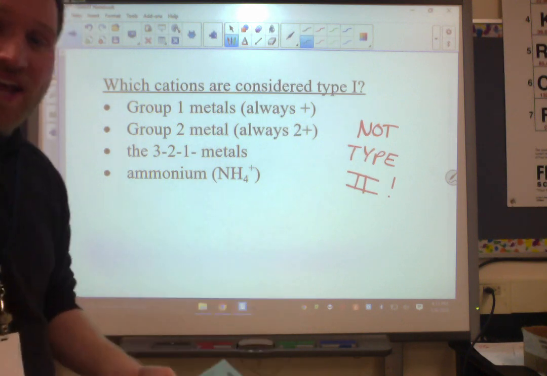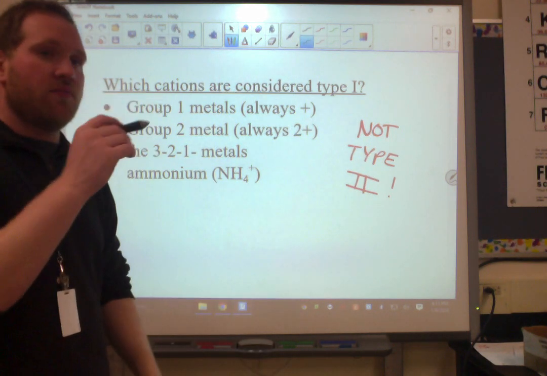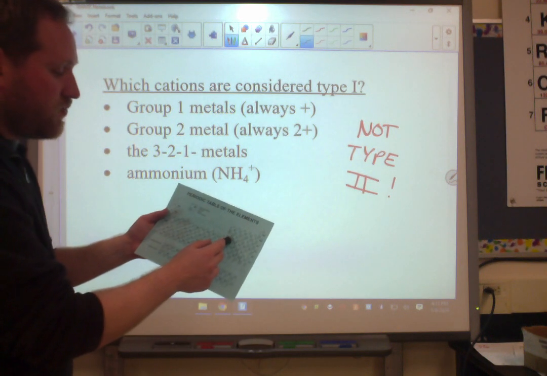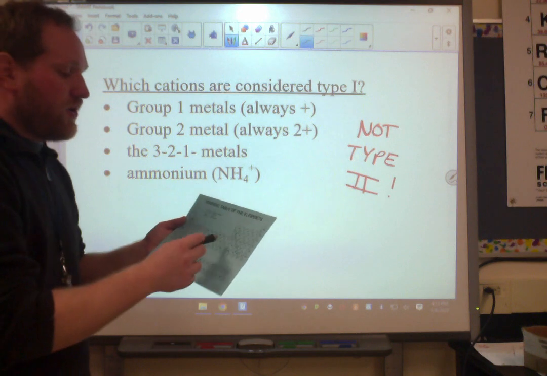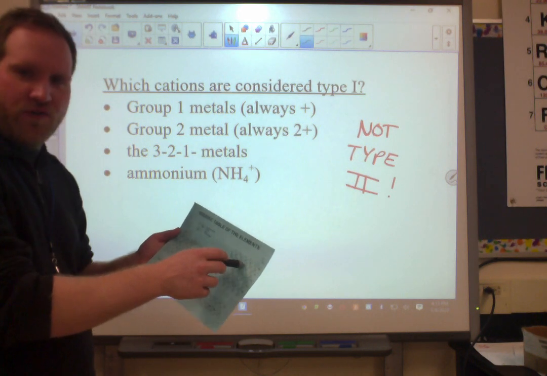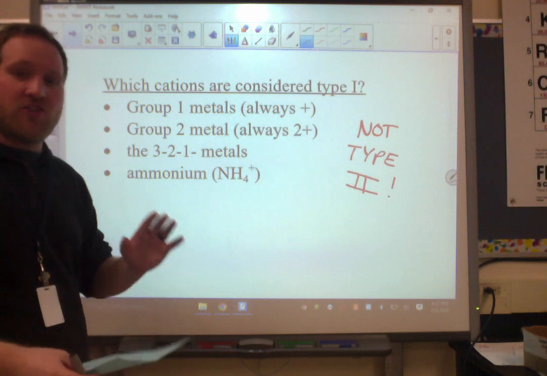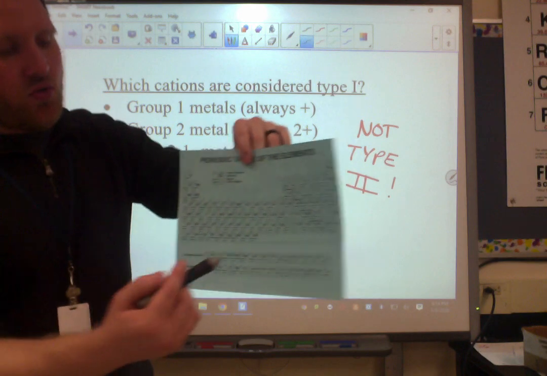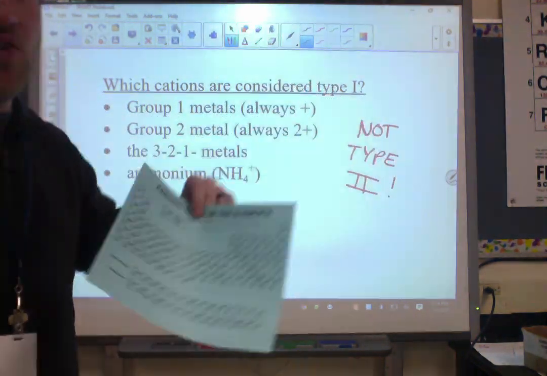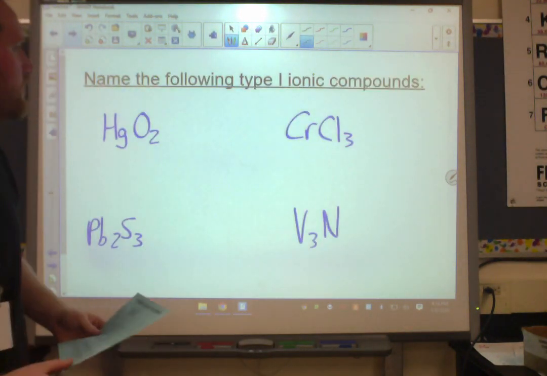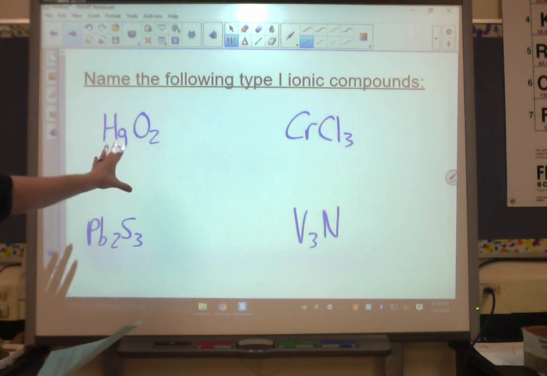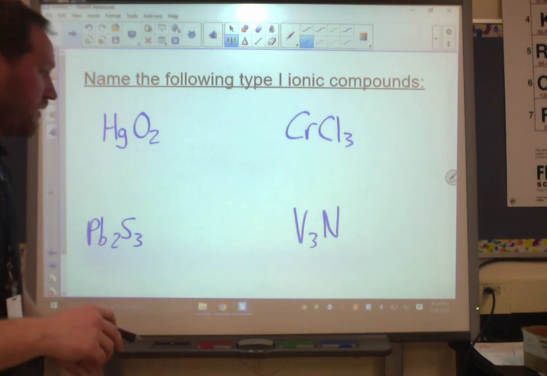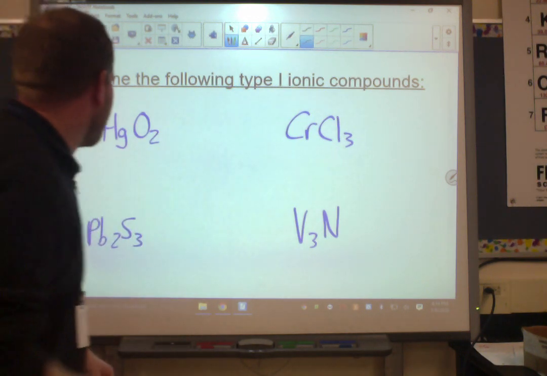So for example, if you have NaCl, you're not going to call that sodium 1 chloride, because sodium is always 1. If you have aluminum bonded with sulfur, you're not going to call it aluminum 3 sulfide, you're just going to call it aluminum sulfide. So make sure you're able to distinguish between type 1, which are when we know the charge, and type 2, which is these transition metals when we don't know the charge. Okay, so here's some formulas. Your job is to write out the name. If you want to pause here and then play it again, you can do that.